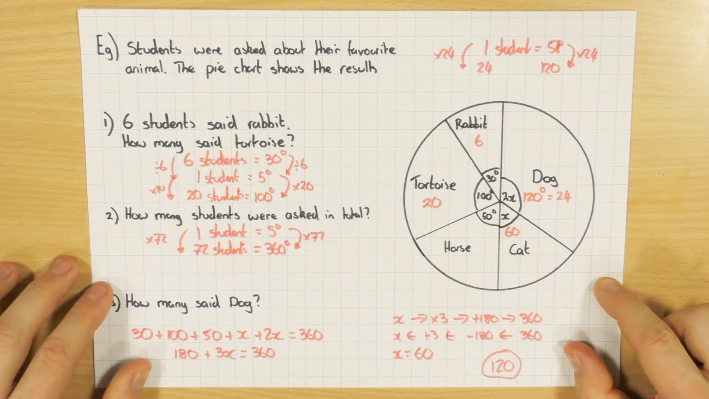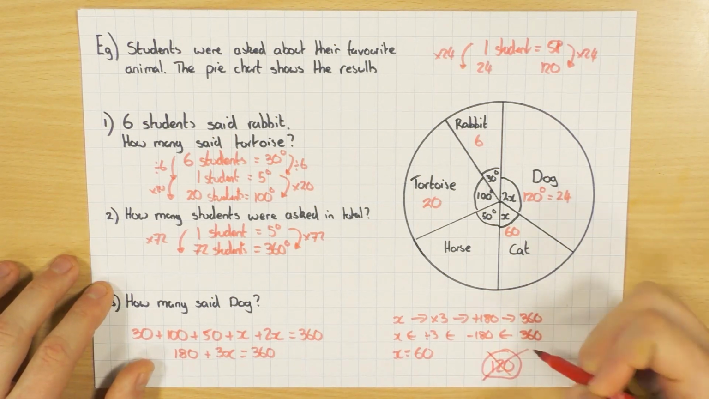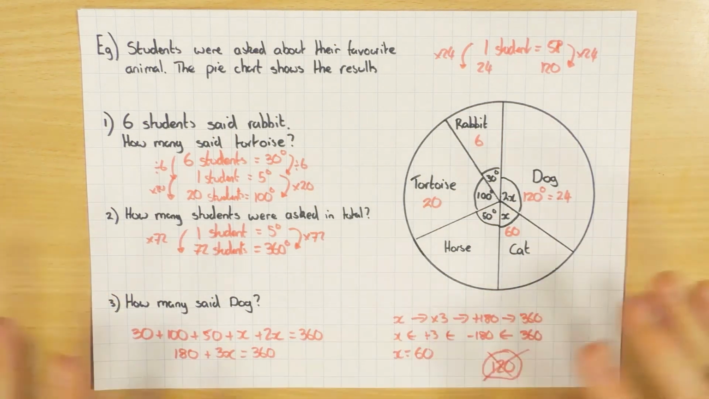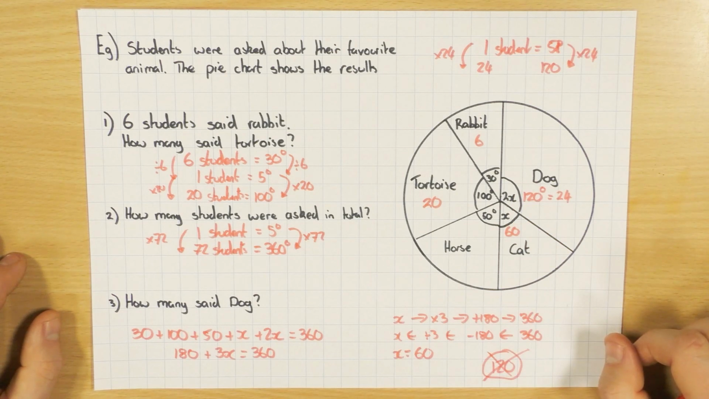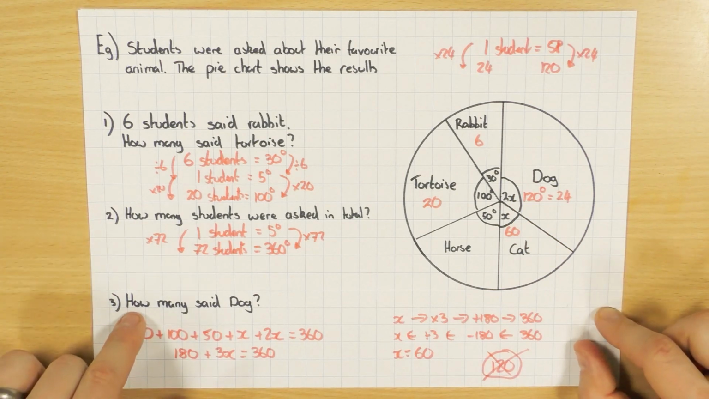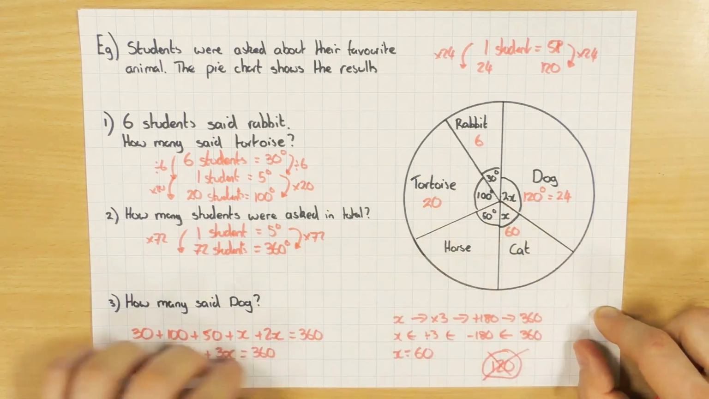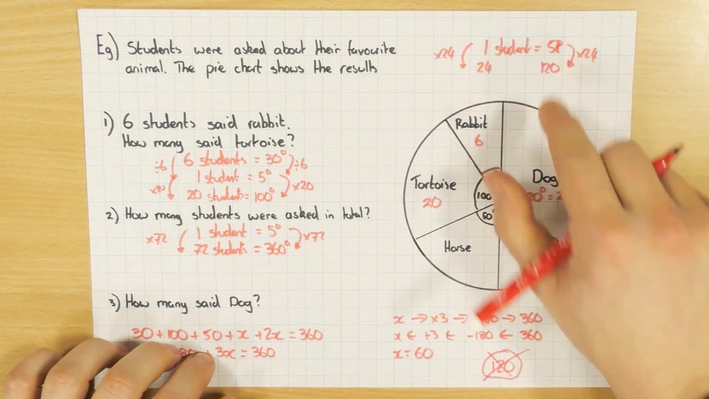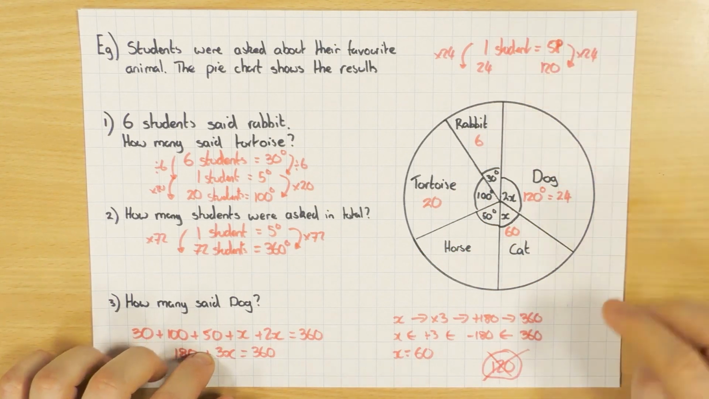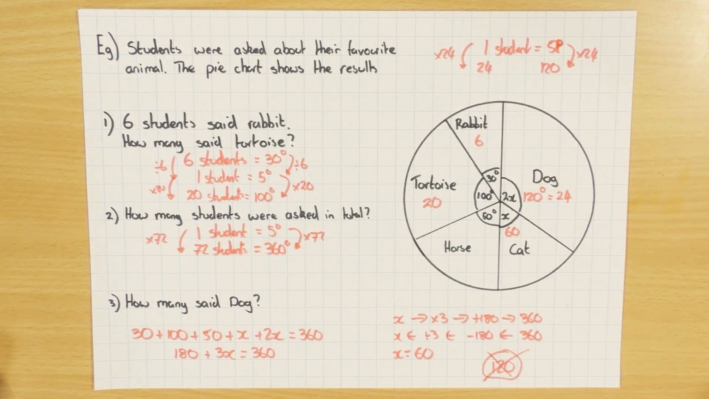Okay, so just be a little bit careful. Don't do what I just did and think you've worked out the angle and that's it, that's done. Many fell for that mistake. So remember, always reread the question. How many said dog? Well, it's 120 degrees, which means it's 24 people because we know that one student is worth 5 degrees.